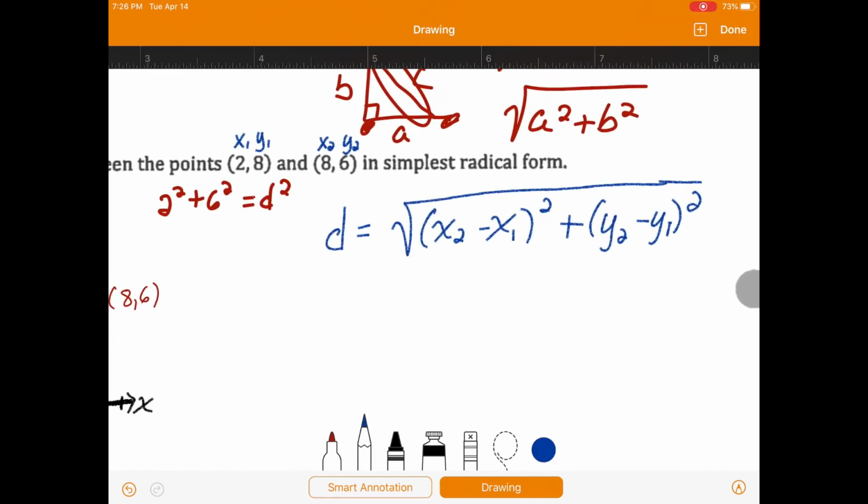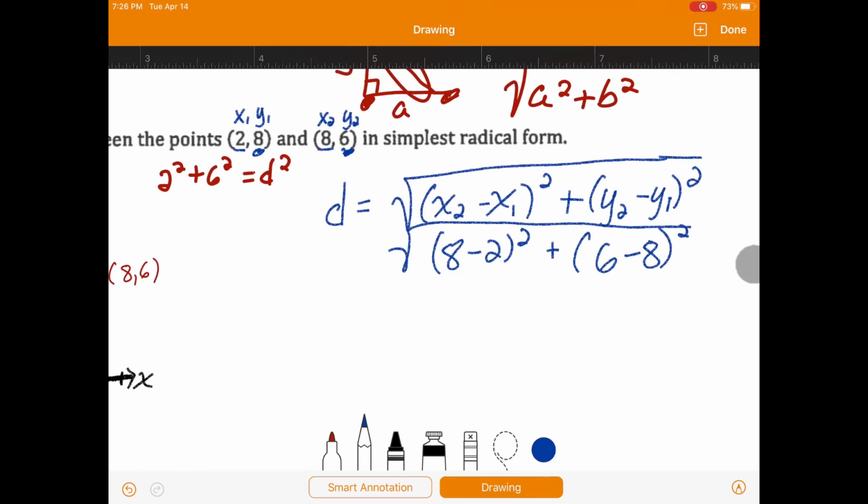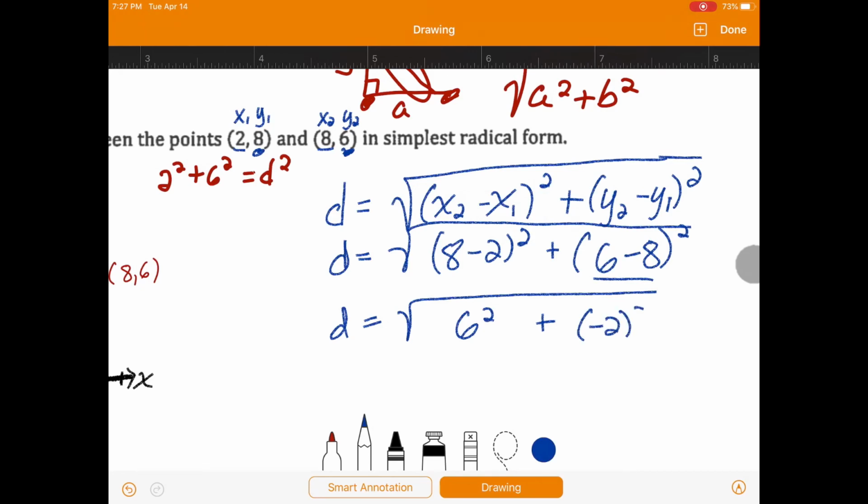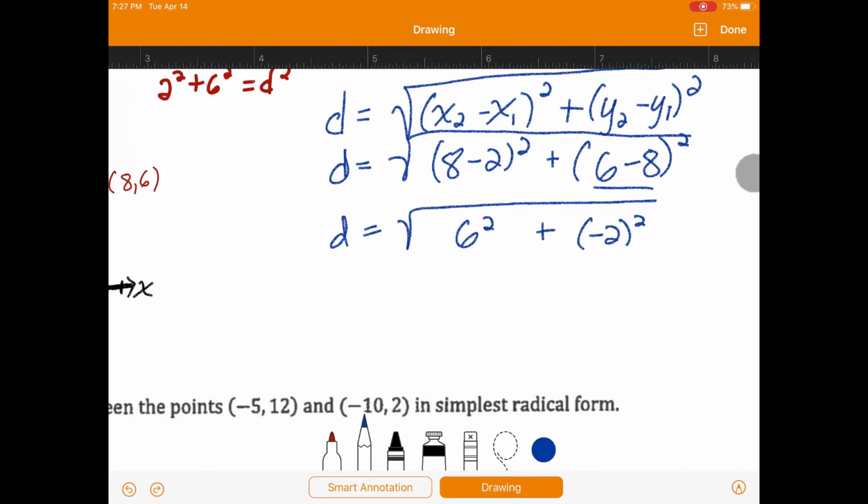So when you plug this in, we'll do the difference in the x's first. We've got 8 minus 2. And then the difference of the y's, we've got 6 minus 8. And we have the square root of that whole thing. So 8 minus 2 is going to give us 6. And then 6 minus 8 is going to give us negative 2. Now, all of the negatives that you get here are going to go away because you're squaring everything. So we're going to end up having all positive numbers.